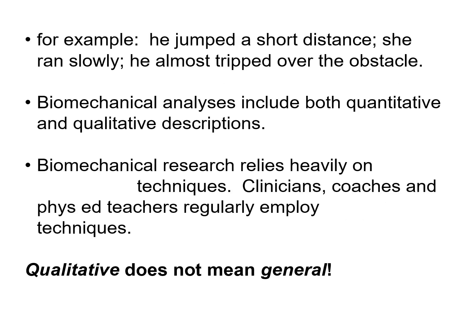For example, for a qualitative description, instead of saying he jumped 2.2 meters, I could say he jumped a short distance. Instead of she ran 4.5 meters per second, she ran slowly. He almost tripped over the obstacle. I'm not using numbers. I'm just describing the quality of that movement. So biomechanical analysis includes both quantitative and qualitative descriptions. But biomechanical research relies heavily on quantitative techniques.